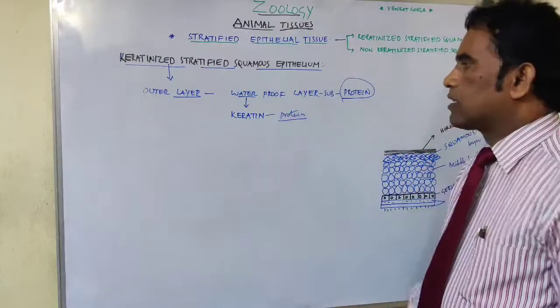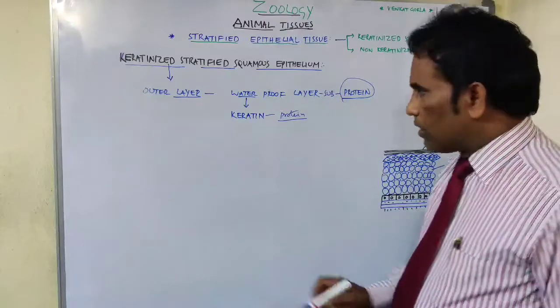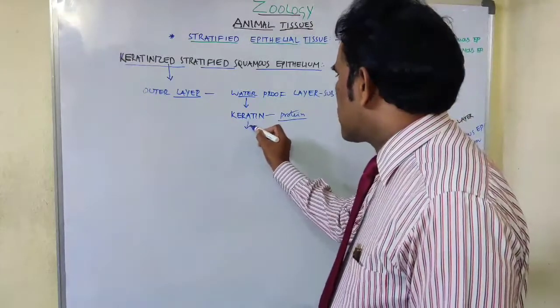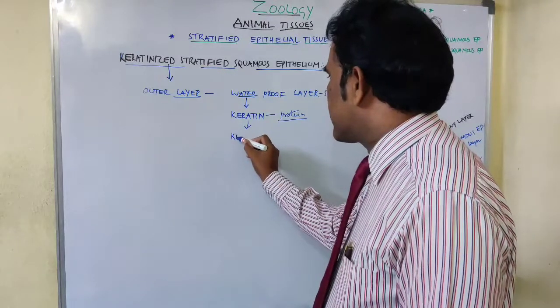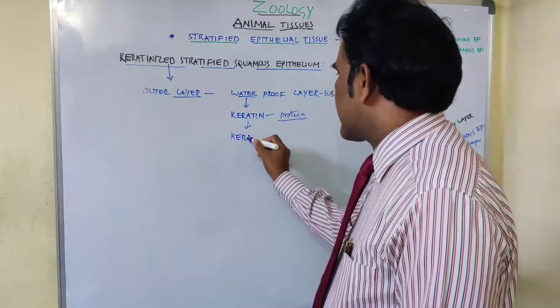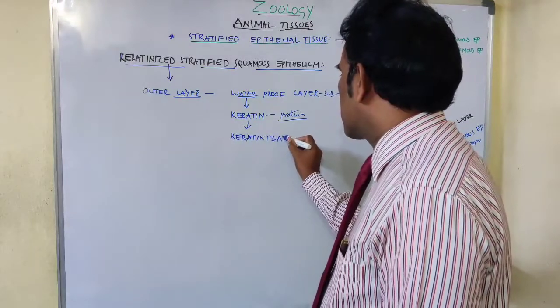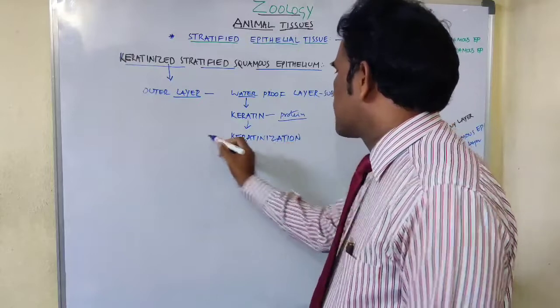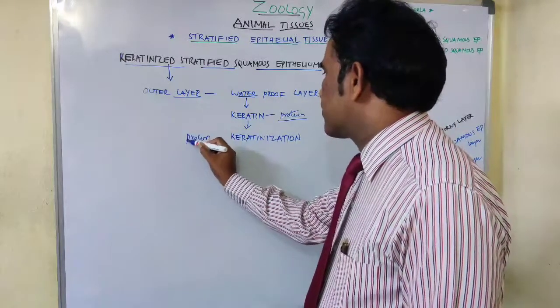So keratin protein is formed, and this keratin is waterproof. This process, the formation of keratin in the squamous epithelium, is called keratinization. Keratinization is the process.